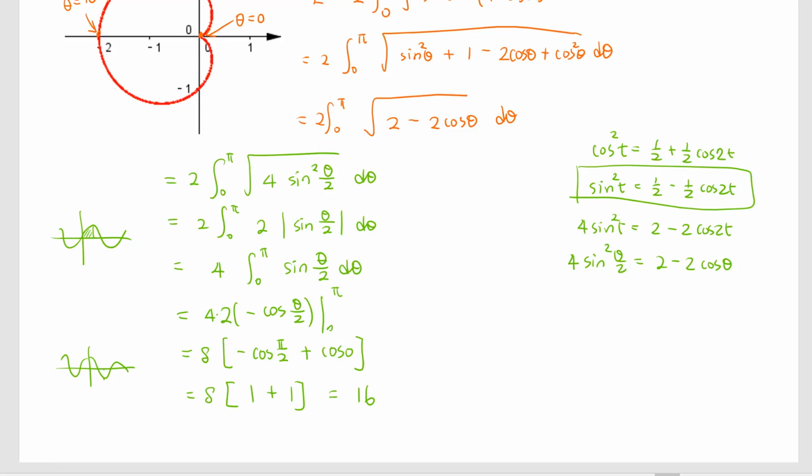Sorry, I just realized I have a small mistake. So cosine pi over 2 is right here. So cosine pi over 2 is not negative 1. Cosine pi over 2 is actually 0. So the answer is 8. Okay, so it's very important to check our work. I hope you can check your answer again and again before you turn in your exam.